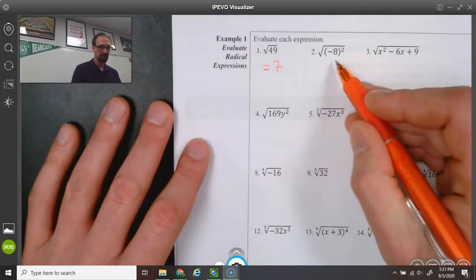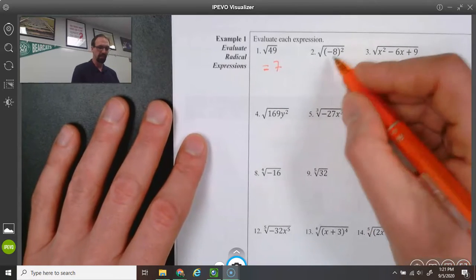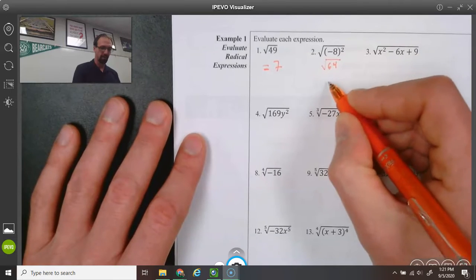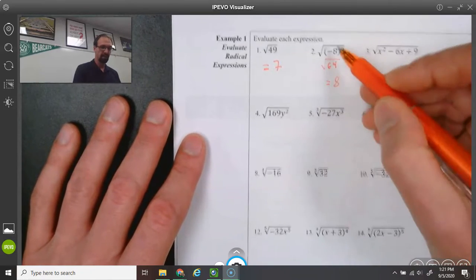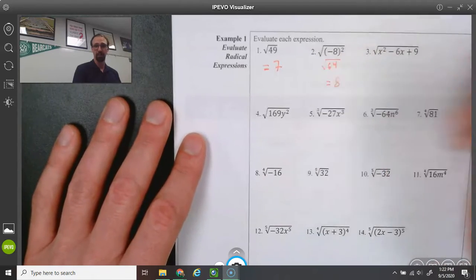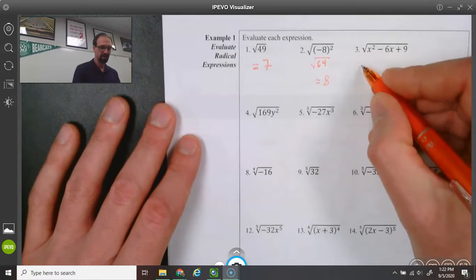For this next one, number 2, negative 8 quantity squared. If you think about what happens when you take that, you're taking negative 8 quantity squared, so you get the square root of 64. Square root of 64 is 8. So what's happening here is that this is evaluating, turning into the absolute value of whatever is already in there.